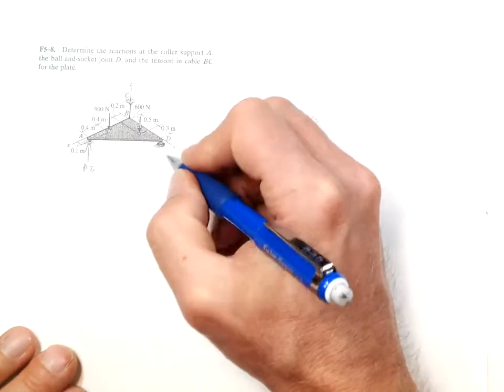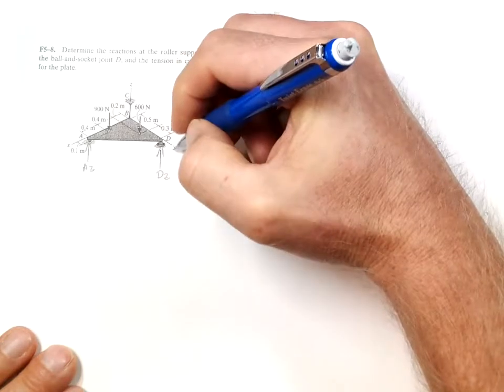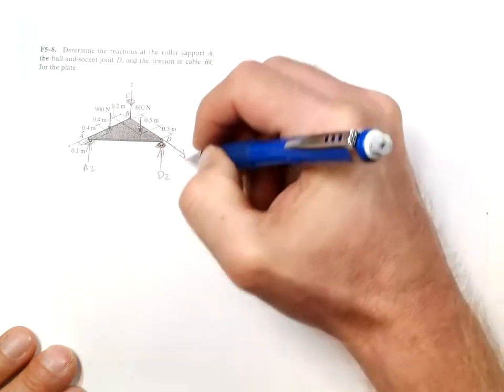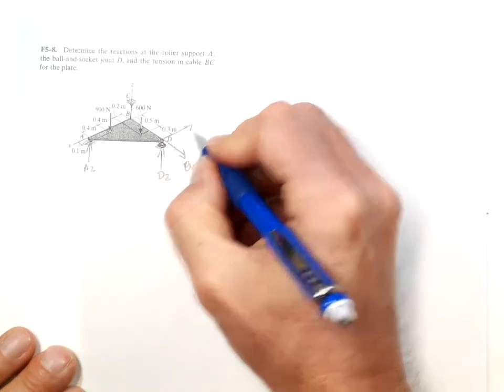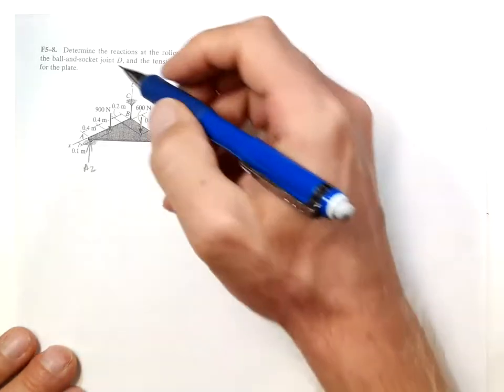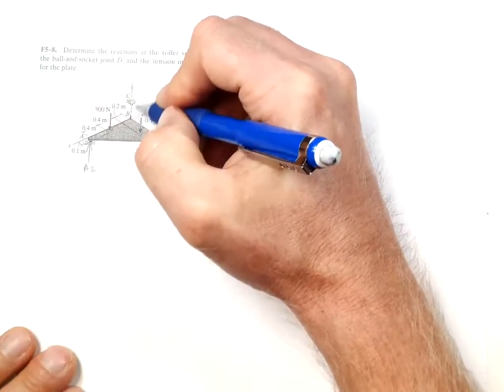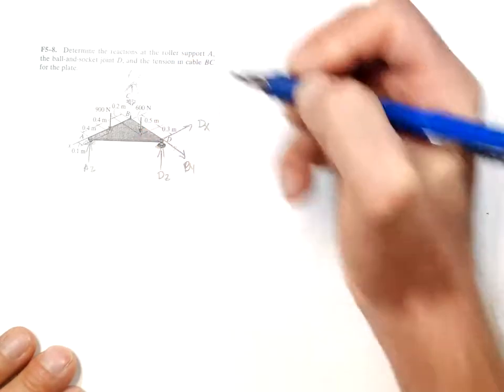At D, we're going to have a D in the Z direction, but it also restrains it in the Y direction, and it restrains it in the X direction. At C, all the rope can do is pull up, so we have C in the Z direction.